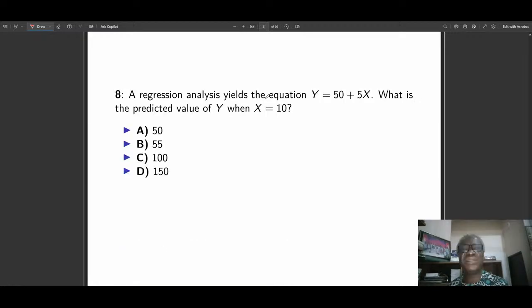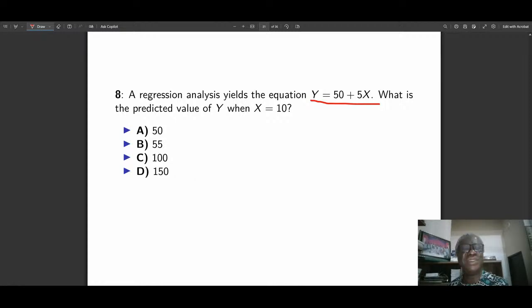Question 8: the equation y equals 50 plus 5x. 50 is beta naught, or the intercept, and 5 is the coefficient. What is the predicted value of y when x is 10? So if you are given x to be 10, what will be y? A 50, B 55, C 100, D 150. Everybody should get this. You don't even need a calculator.